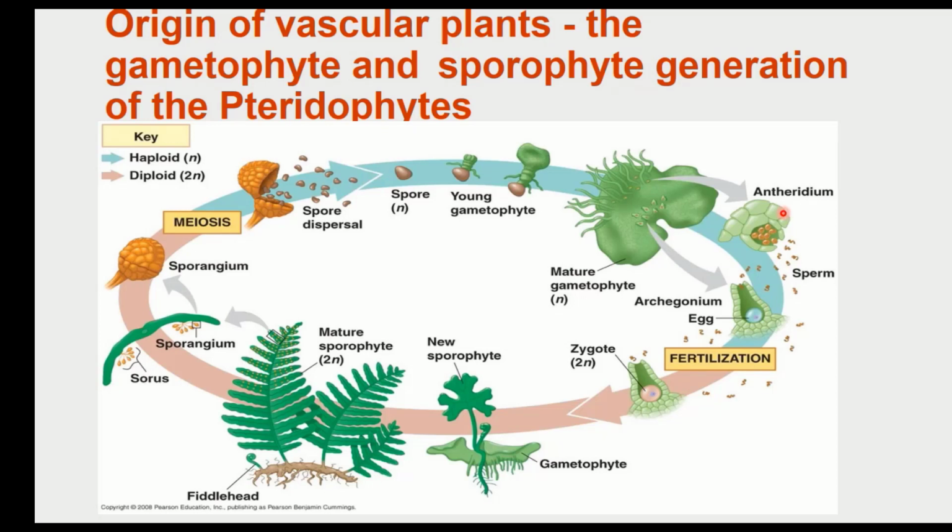The archegonium is for the female, the egg, and yes, the antheridium is the sperm for the male. Perfect. Also, I want to ask something.